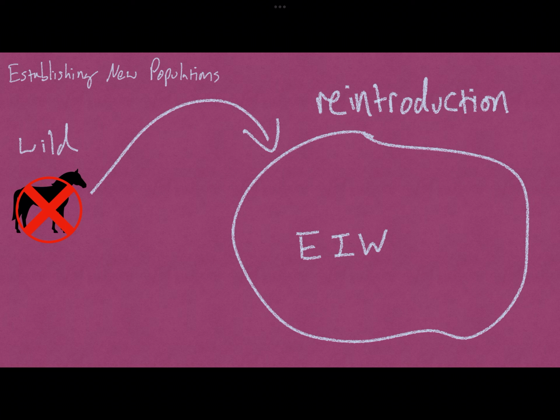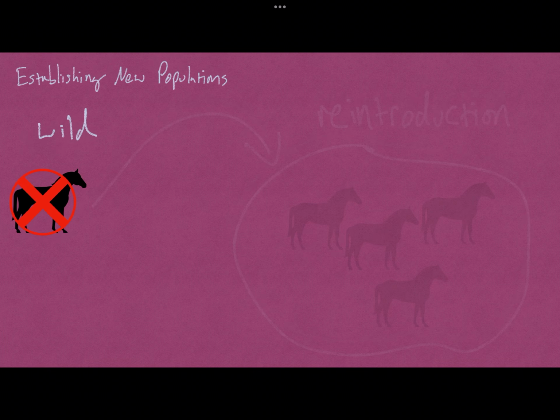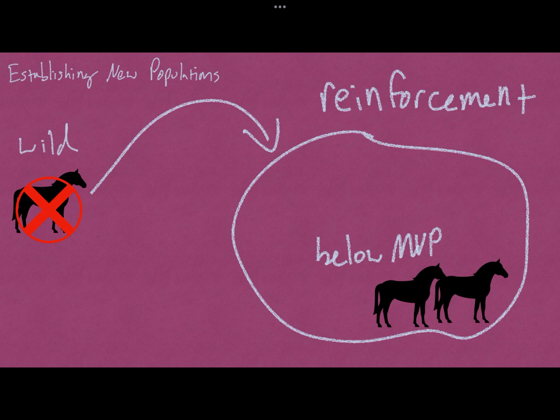In these situations, if the original habitat somehow becomes rehabilitated, then we can do what is known as reintroduction. We can take individuals from extant populations or from captivity and reintroduce them to the wild. Alternatively, our existing populations might drop below their minimum viable population size, and in this case we would reintroduce individuals in the process of reinforcement. We would just try to buffer that existing population to bring it up above the MVP.